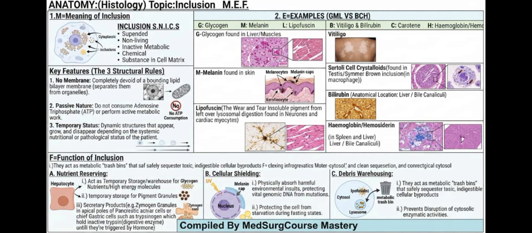So once again, what's the acronym for inclusion? SNCS. What's the acronym for the examples? GML versus BCH. And you know what SNCS is? If you don't know, take your time again. Say it over and over, say it with your eyes closed, say it with your eyes open. Try and write it out from your brain. Say it one more time, and then you do the same with the examples.